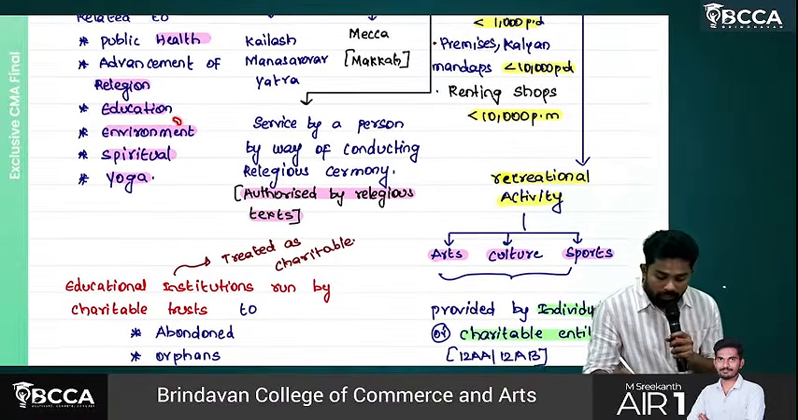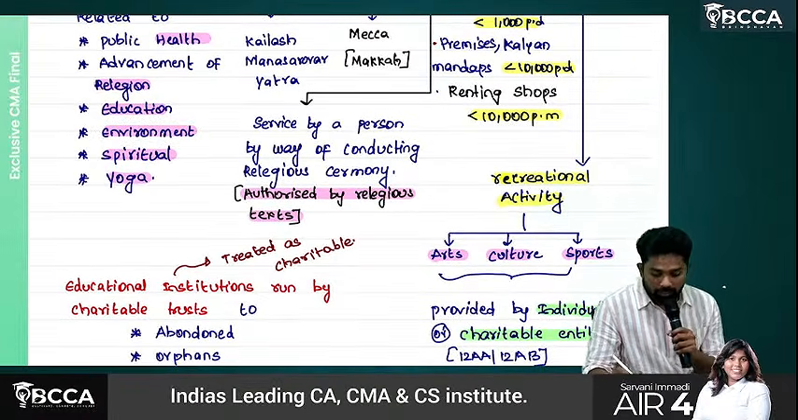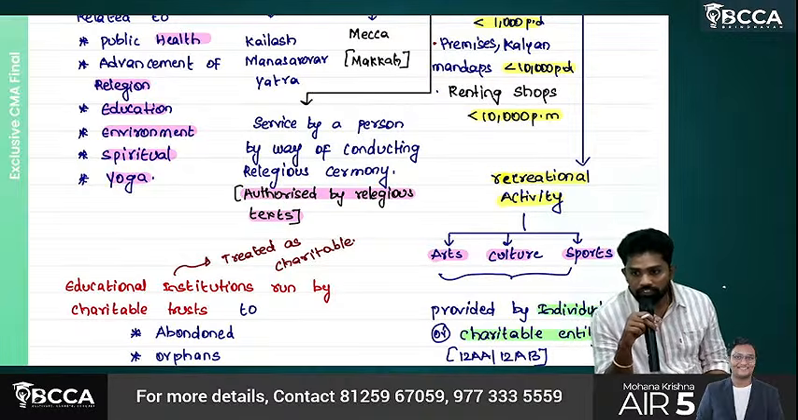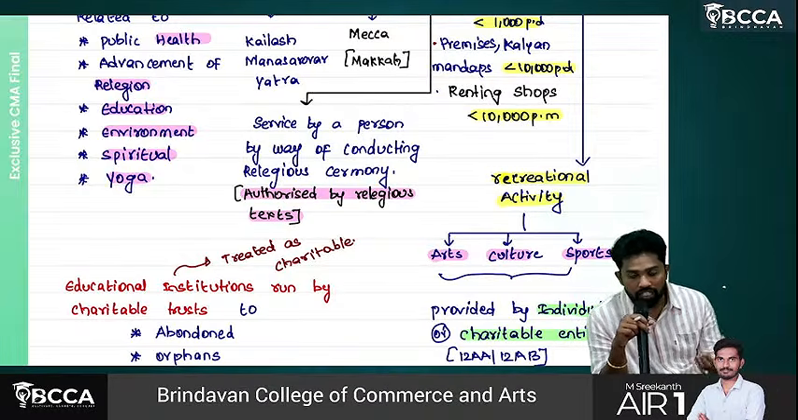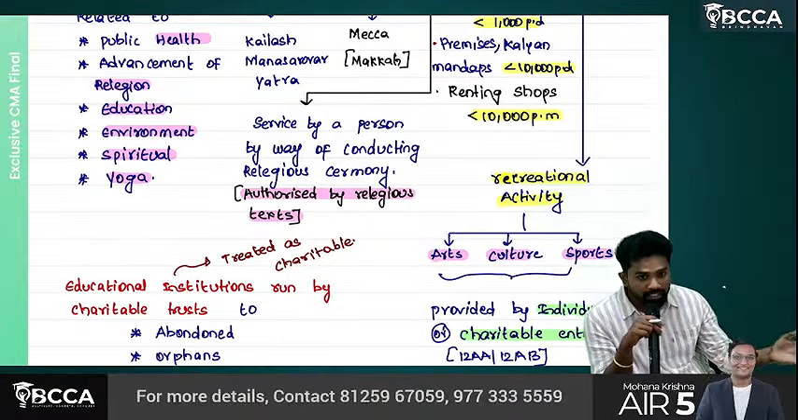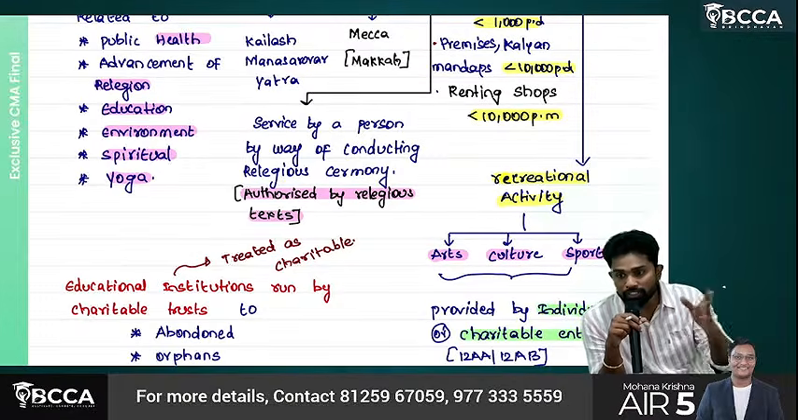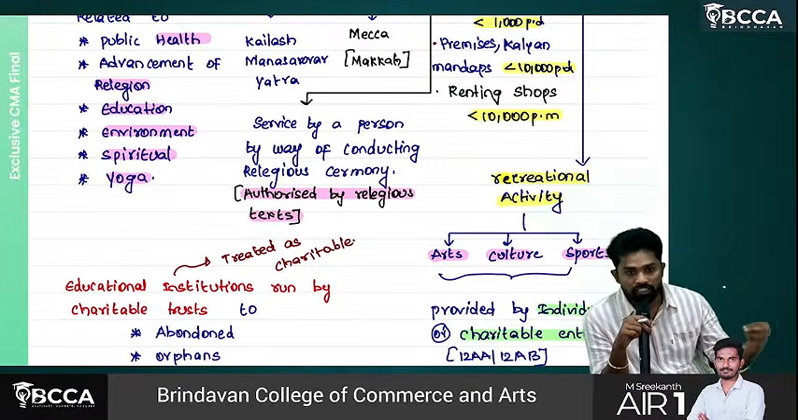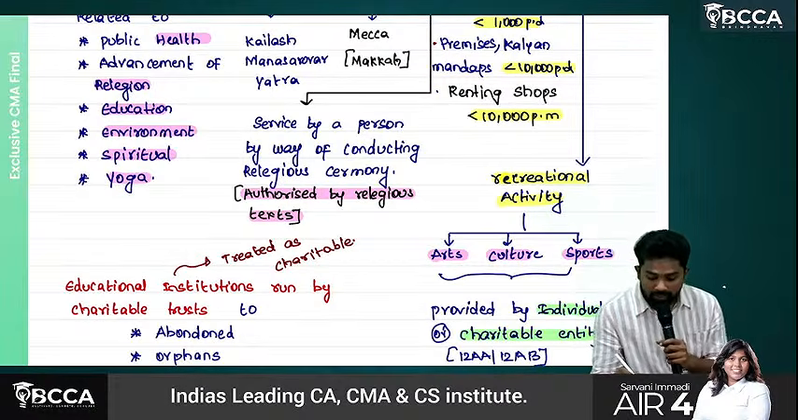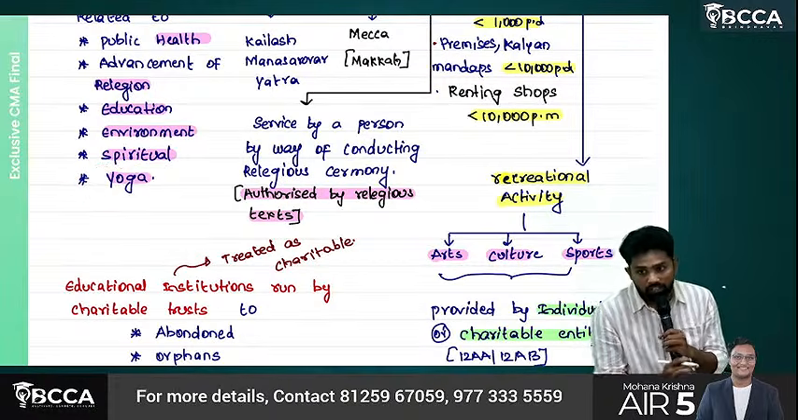And then environment, protection of environment related, spirituality related, sir. These days for spirituality, spiritual classes and all, there are several programs, like 7 days program, 21 days program, 42 days program, where they will be charging 15,000, 20,000 like that. All those amounts collected are exempted. And yoga, advancement of yoga.